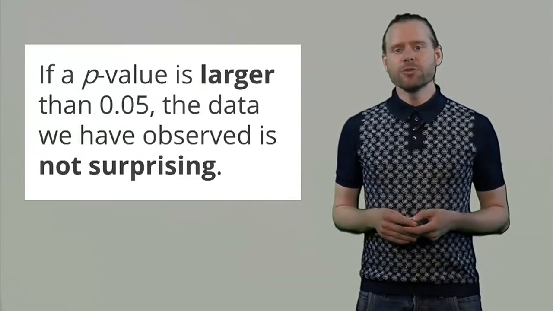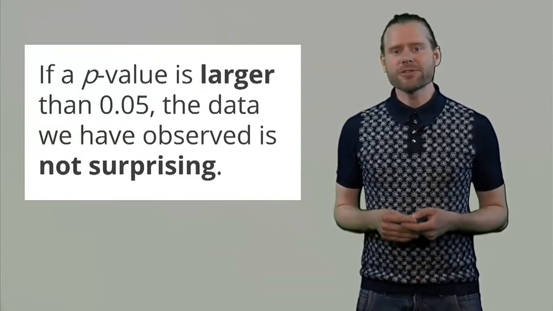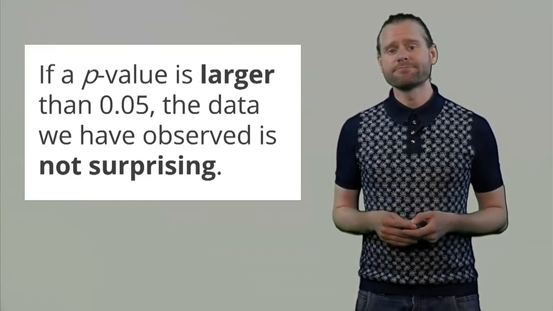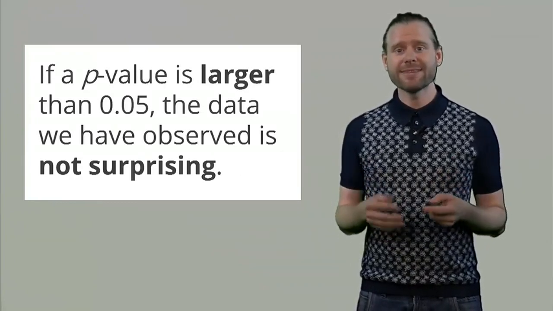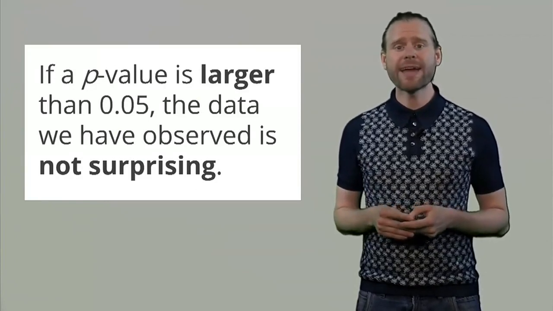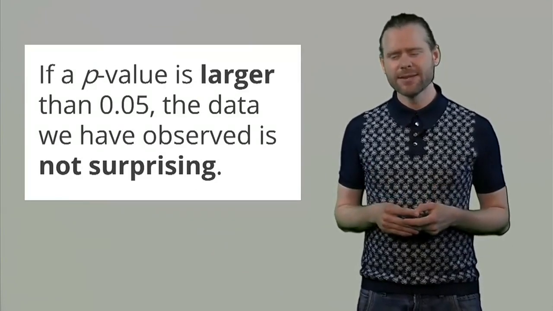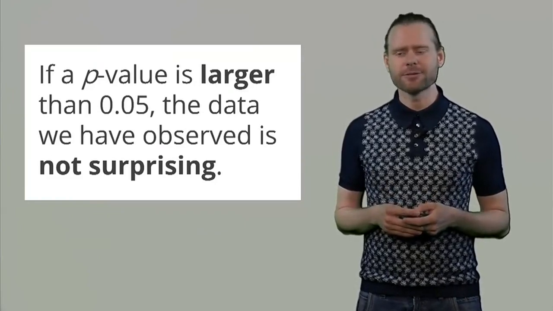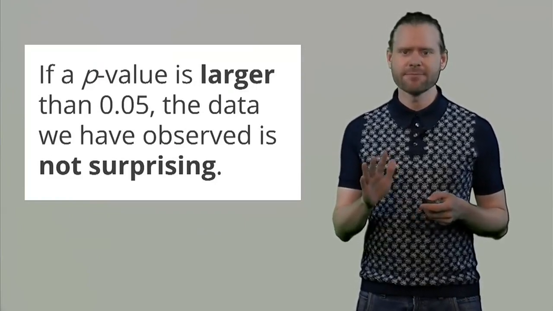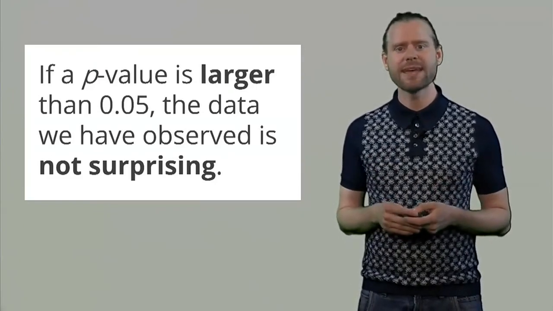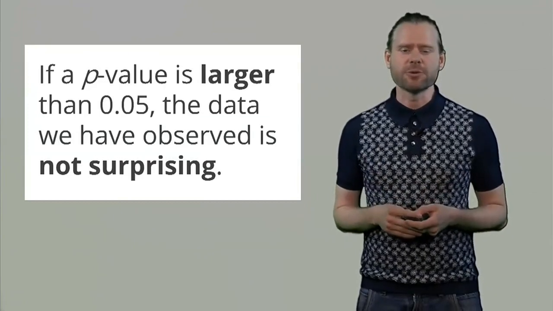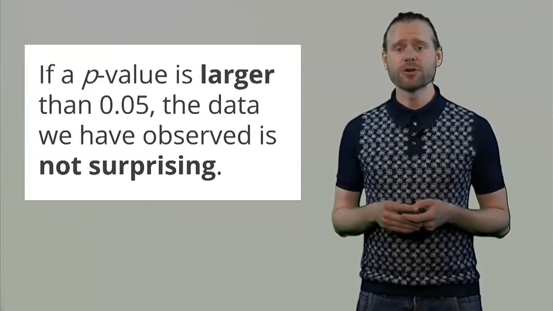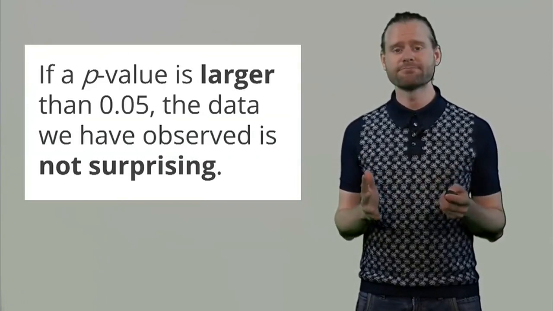What happens if you do a study and your p-value is larger than 0.05? Well, first, of course, you spent a lot of time and effort on collecting this data, and maybe you hoped to find a statistically significant effect. So the first thing you do is cry a little. You're a little bit depressed. That's okay. But after this, how should you interpret this data? Well, all that we know when the p-value is larger than 0.05 is that the data we have observed is not surprising. That's all.